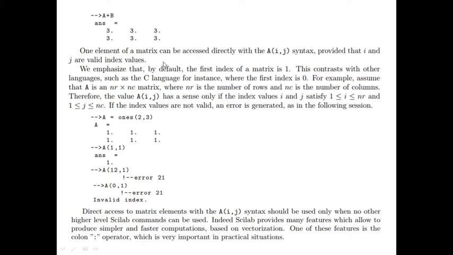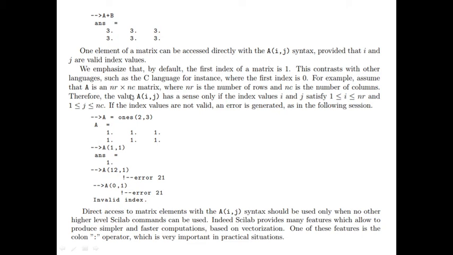Once the elements of the matrix are accessed directly, the A of i comma j syntax can be provided with i and j values. For example, if I would like to access this particular value, I have to use i and j. What is this i and j? Here you can find out that the first index of the default matrix is 1. So this contrasts with the programming language C.